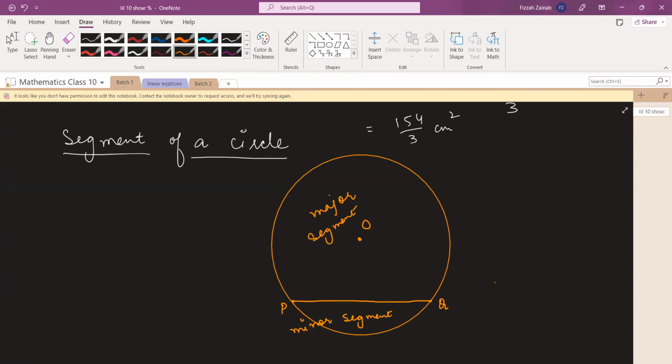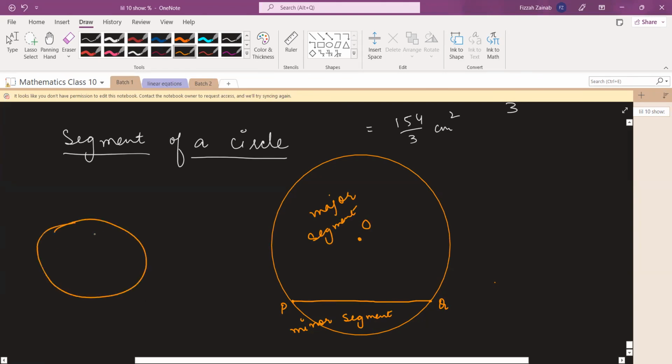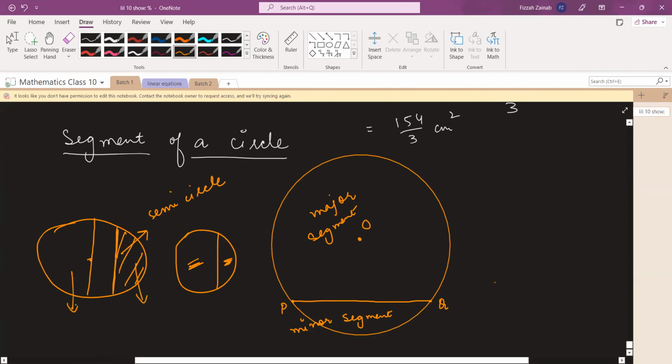All right. So if I consider the diameter, the circle is divided exactly into two parts. Now, if I take a chord which is smaller than the diameter, my circle is again divided into two parts. So this will be the major segment and this will be the minor segment. In the diameter case, we can call it a semicircle. If the chord is smaller than the diameter, then this is the minor segment and this one is your major segment. Is that clear?